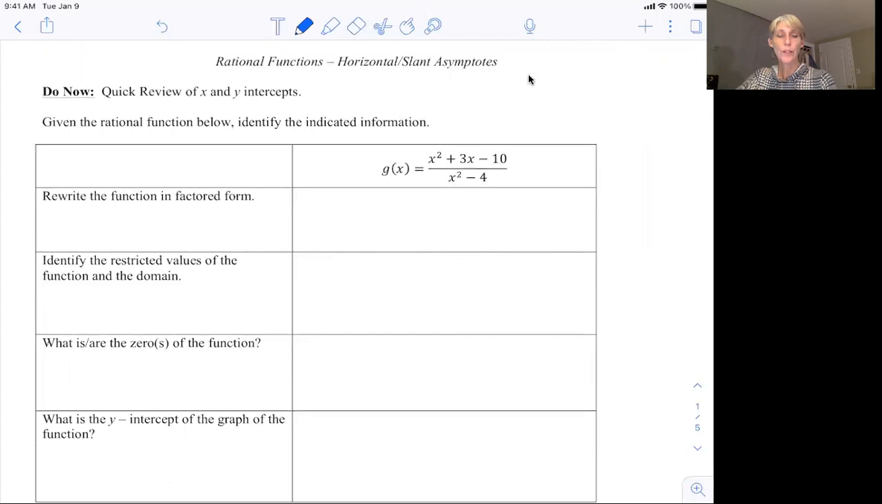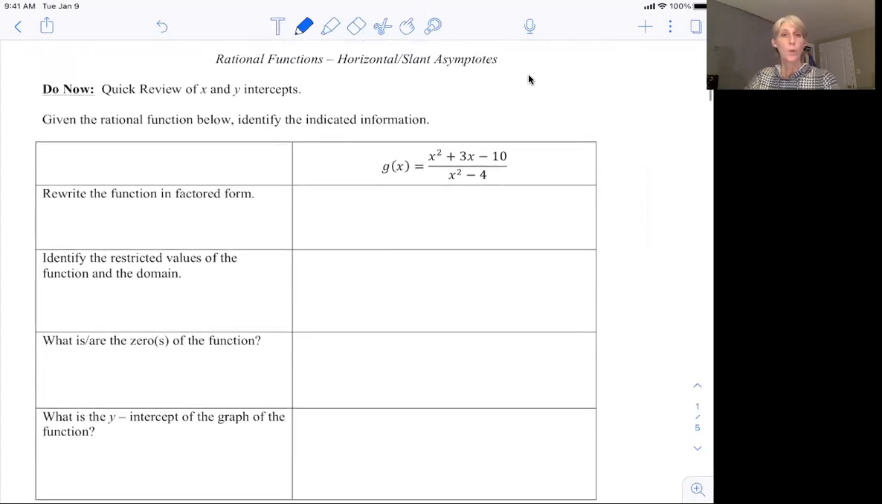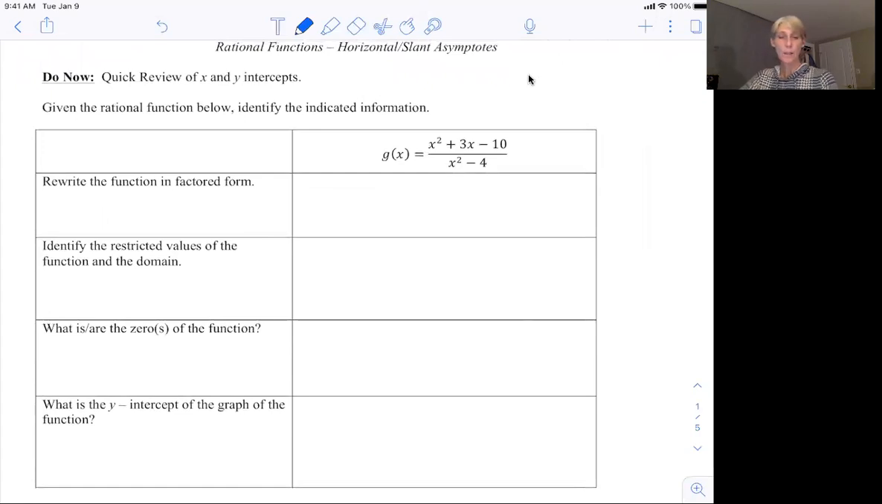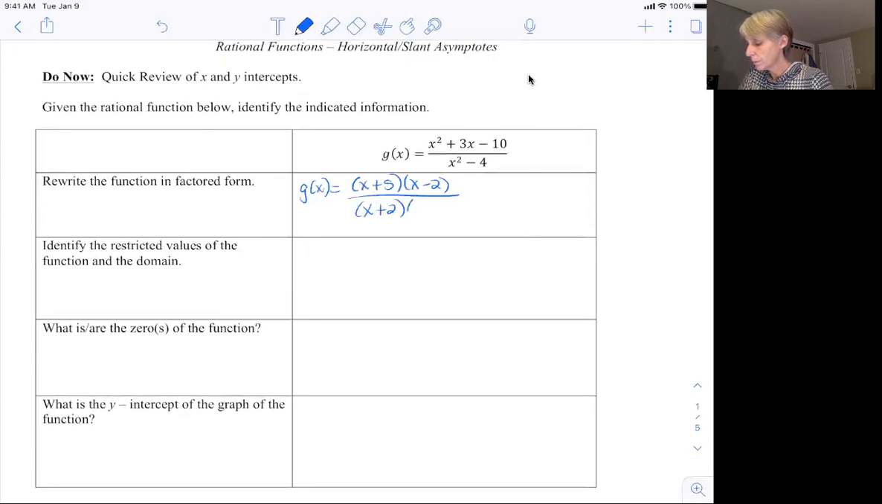We're going to do a real quick review of x and y intercepts and how to find them when we're given a rational function. So if I give you a function, g of x equals x squared plus 3x minus 10 over x squared minus 4, and I ask you to write the function in factored form, we should be able to, by now, factor the numerator and denominator. So that would be factored form.